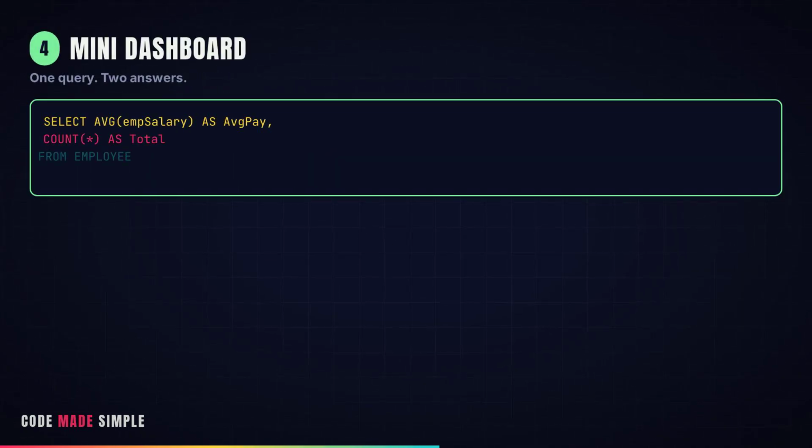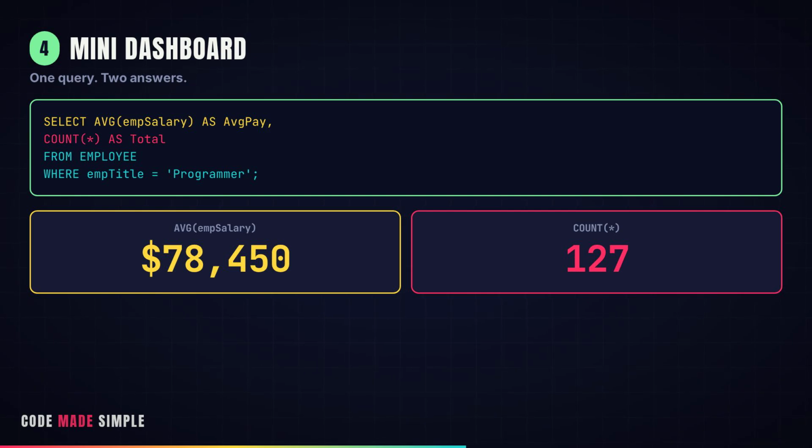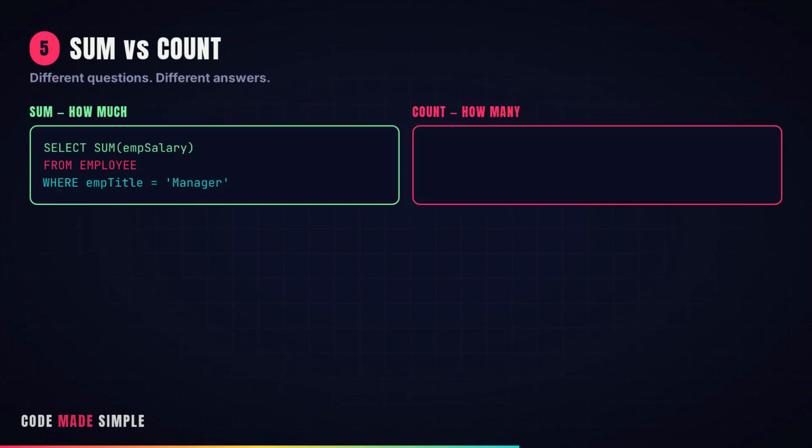Now the money shot. AVG returns the average pay. Count star returns how many rows exist. Put them in the same select, and you get a mini dashboard from one query. That's the power.